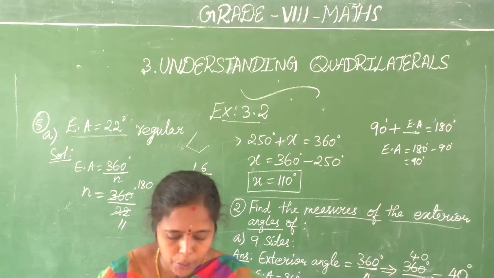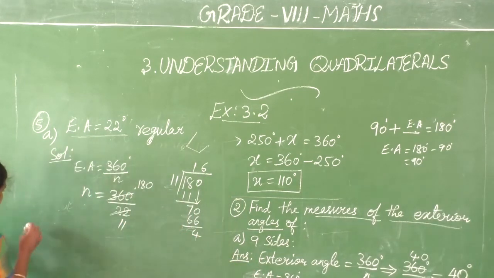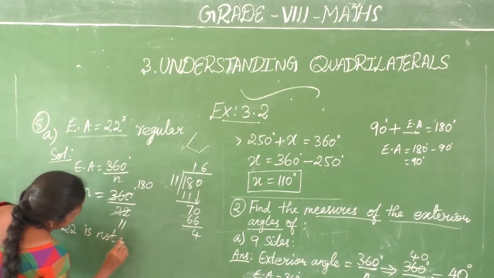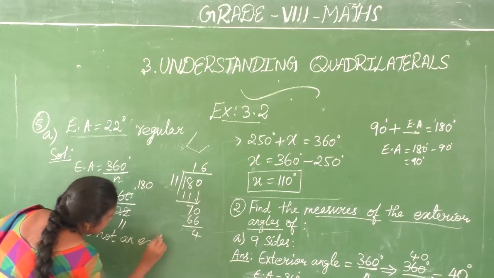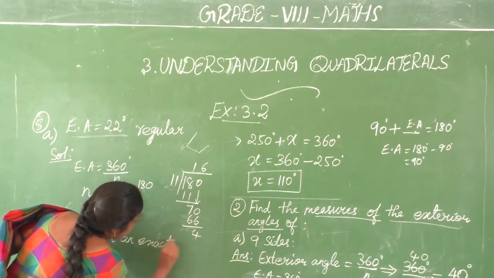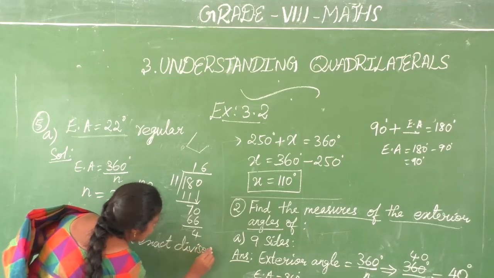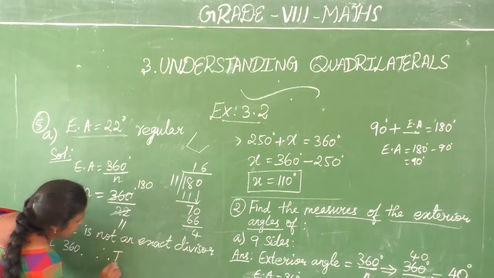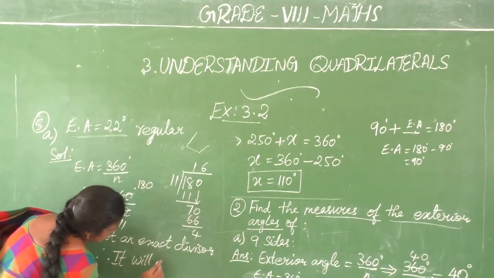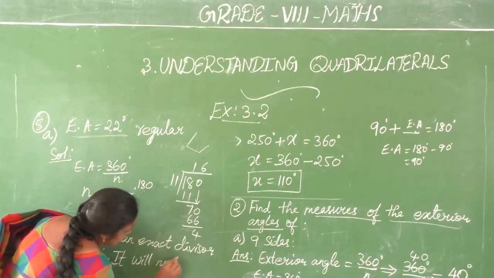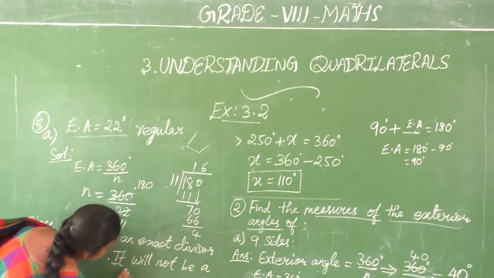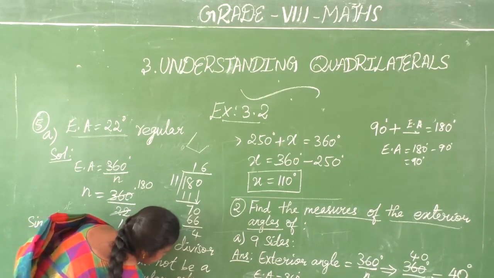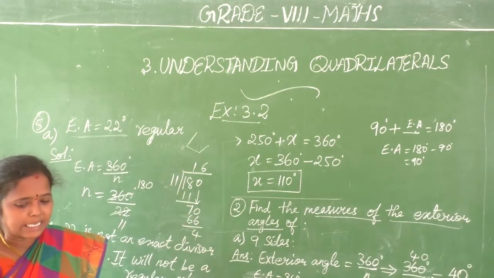Clear? Understood? So how do you finish? Since 22 is not an exact divisor of 360, therefore it will not be a regular polygon. The figure will not be a regular polygon. Understood? Like this you have to finish in your classwork. Okay?